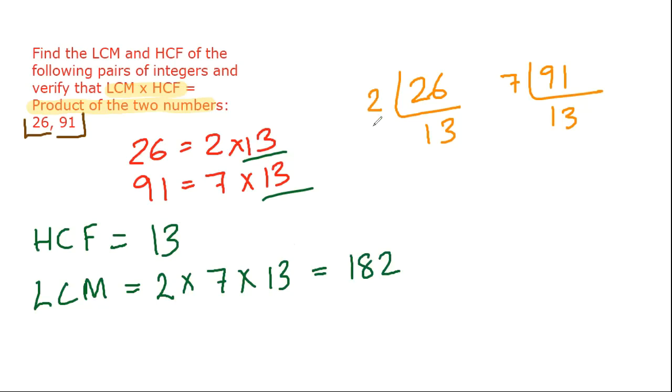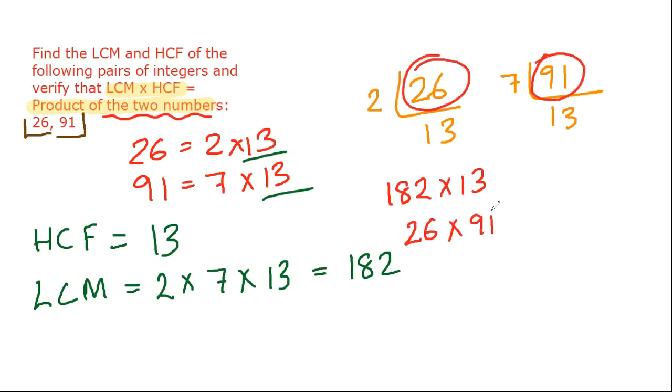Next, I want to find LCM into HCF. If I find LCM into HCF, I have to multiply 182 into 13. And second, I have to find the product of the two numbers. The two numbers are 26 and 91, so I have to multiply these two numbers. I will get the same answer. I will get the product as 2366. So I can conclude that LCM into HCF is equal to the product of the two numbers.